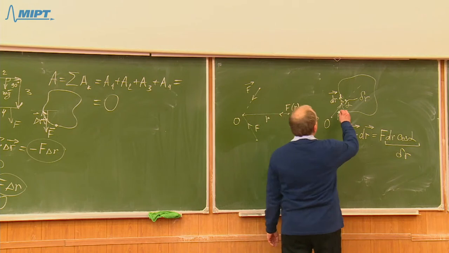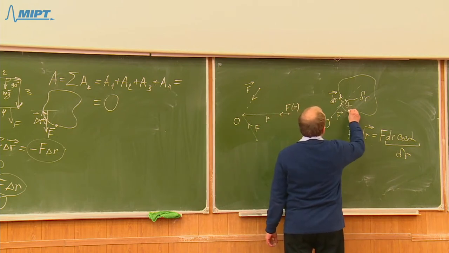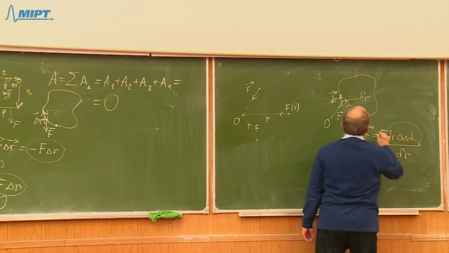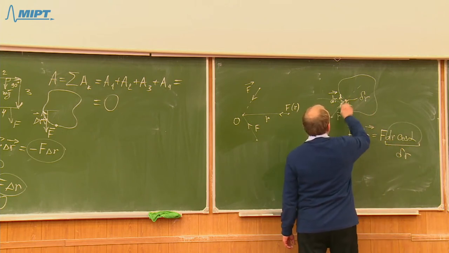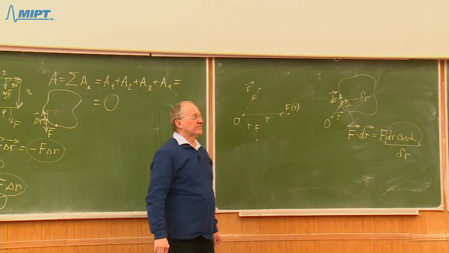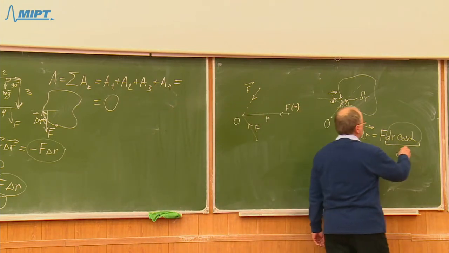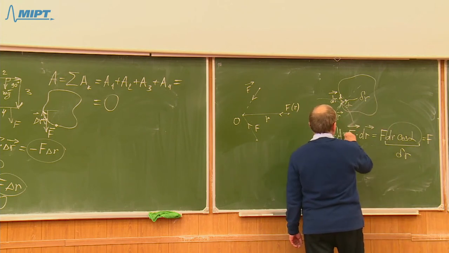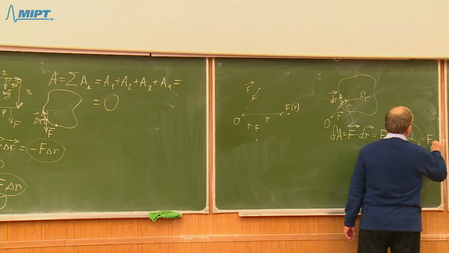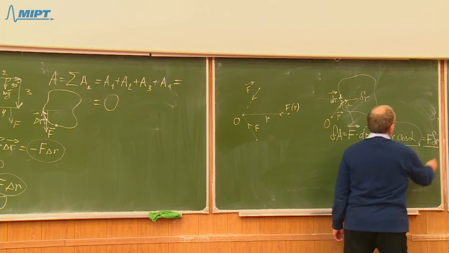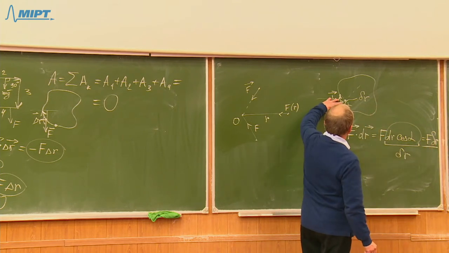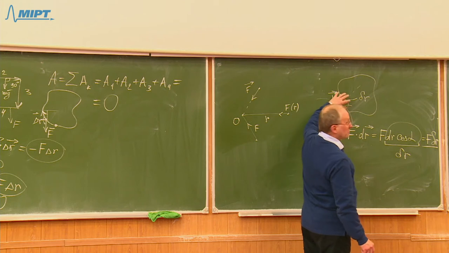And that means that no matter how much the particle shifted in the direction perpendicular to the radius, the only thing which matters is the change in the distance to the center. The only thing which is important, the elementary work, delta A, will be F dr. The only thing important is the change of distance of this particle from the center.